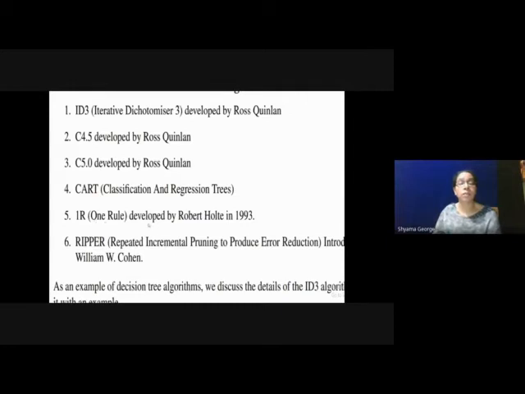Then there is another algorithm, OneR, and another algorithm developed by William Cohen in 1993, RIPPER. This is another algorithm for creation of decision trees. The expansion of RIPPER is Repeated Incremental Pruning to Produce Error Reduction. So these are some of the algorithms used in decision trees.